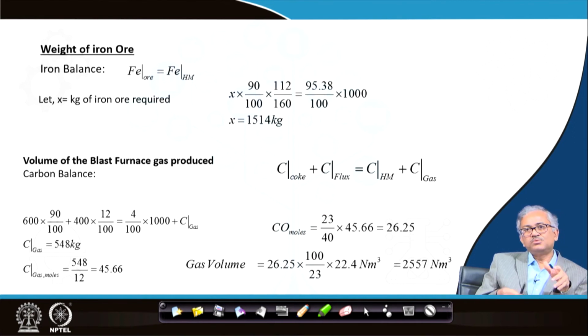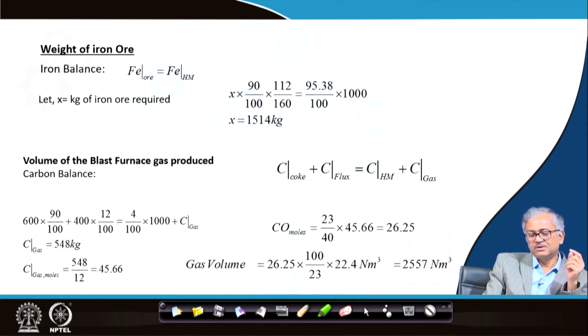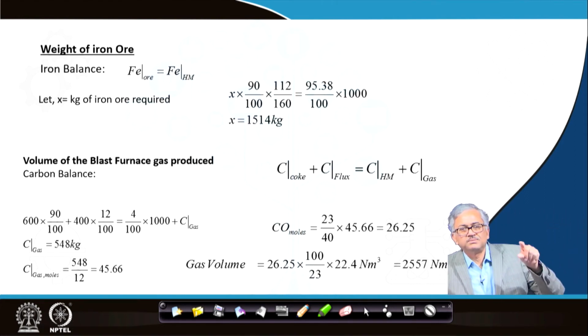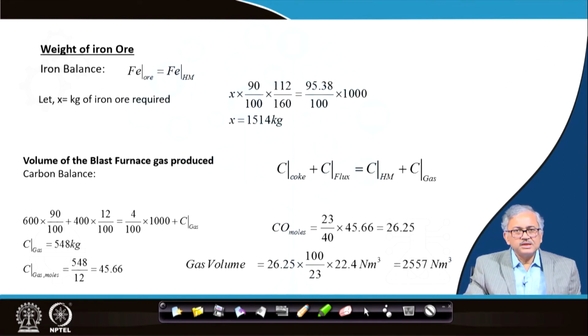So, the exit gas volume you can simply calculate, because since you know the moles of CO, so 100 by 23, that is the total moles of the exit gas, multiplied by 22.4 normal meter cube, that will give you 2557. That is this much normal meter cube of gas that will be forming. Okay, because 23% by volume CO is present in the exit gas. So, from here the exit gas volume is easily calculated. We can simply calculate by this rule.